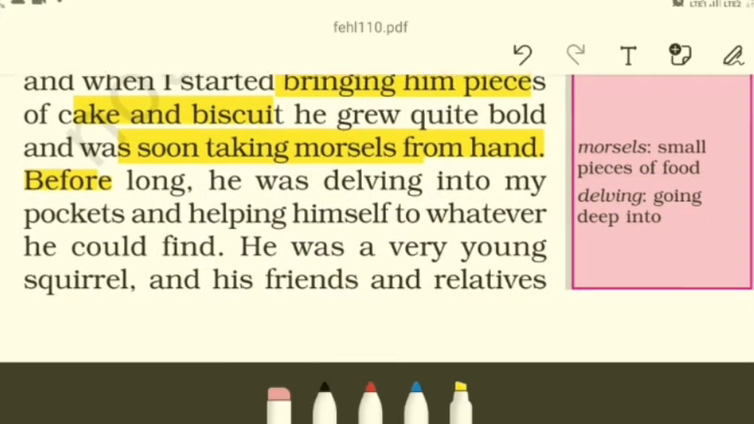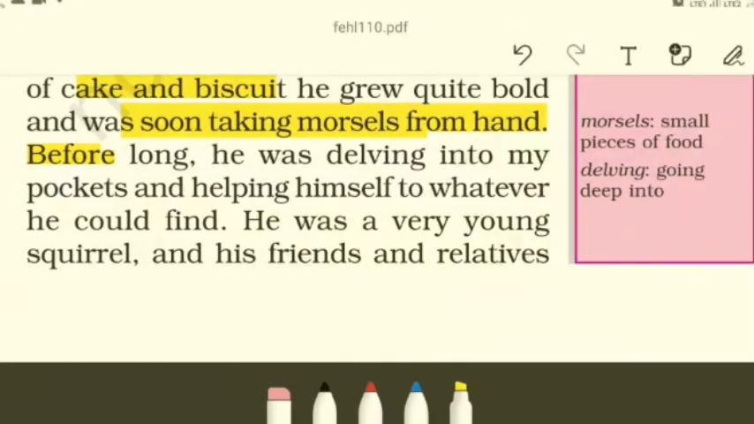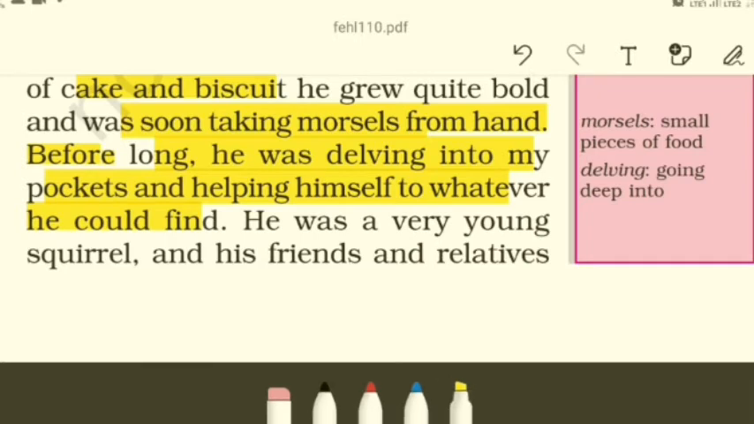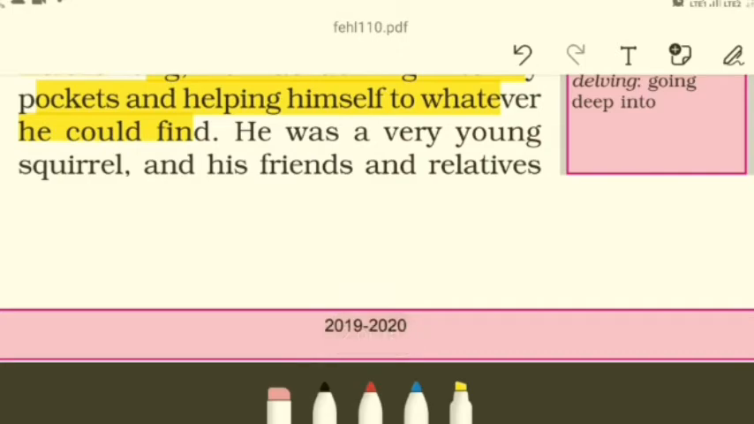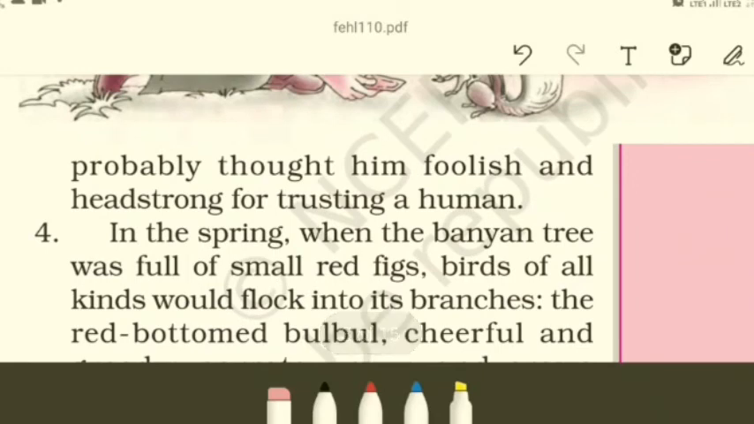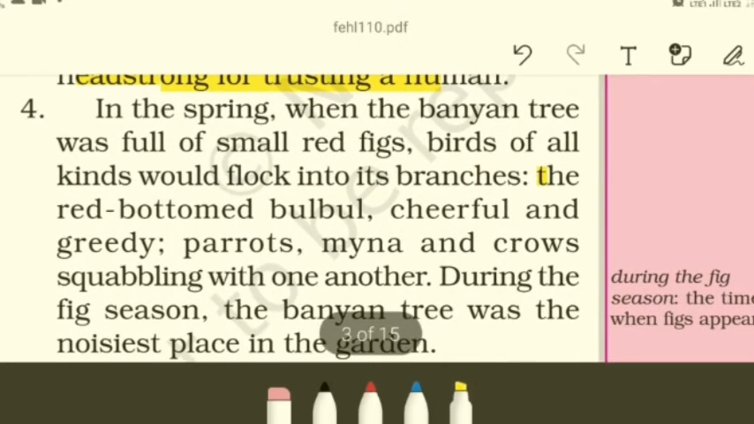Before long he was delving into my pockets. Delving means going deep into the pocket. He was delving into my pockets and helping himself to whatever he could find. So young boys usually keep a lot of stuff in their pockets, right? So this squirrel used to dive deep into the writer's pocket in order to find whether there is any sort of eatable or anything of his use. He was a very young squirrel, and his friends and relatives probably thought him foolish and headstrong for trusting a human. Clear? So maybe his friends and relatives used to make fun of him, probably for trusting a human over his own kind.